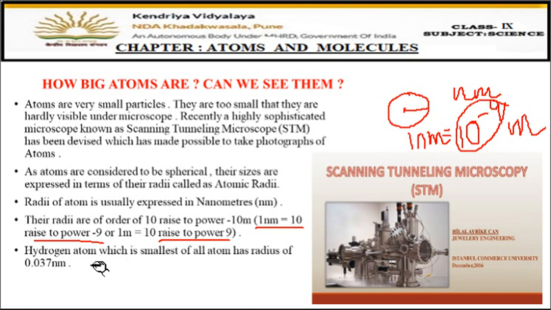Hydrogen atom, which is the smallest of all the atoms, has the radius of 0.037 nanometers. This is the radius of the hydrogen atom. So it is this much small. Fine. So you have to remember that the radius of the atom is measured in nanometers. 1 nanometer is equal to 10 raised to minus 9. And hydrogen atom is the smallest among all the different types of atoms, and its radius is 0.037 nanometers.